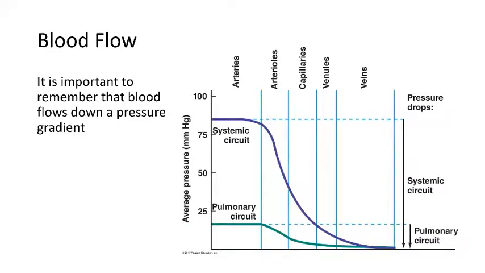So the key with blood flow is that much like ions move down a concentration gradient, blood flows down a pressure gradient. When we think about it, we're looking at how the pressure falls. So in the arteries, we have very low pressure fall. Across the arterioles, we have a large pressure change, and then the capillaries and the veins.